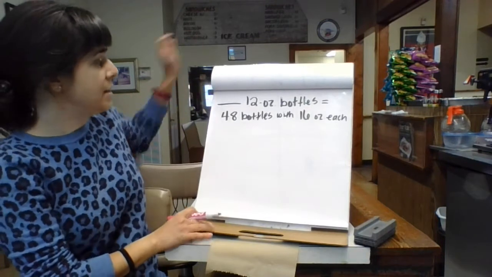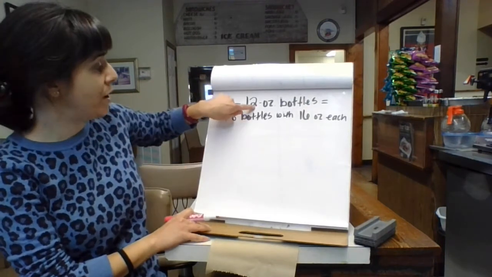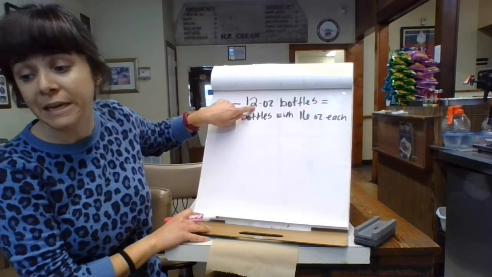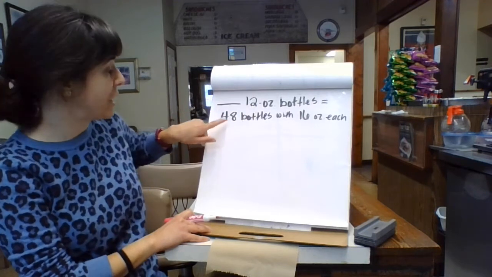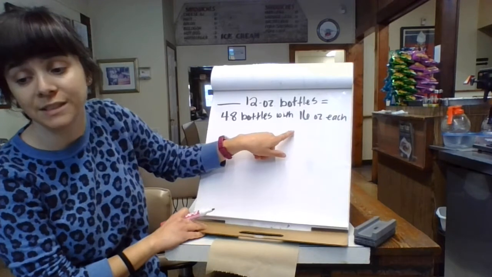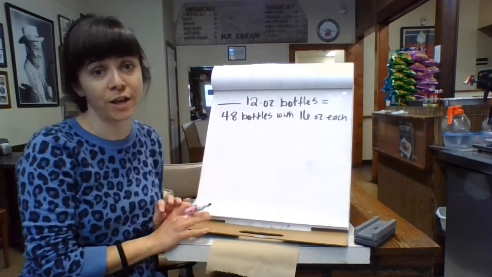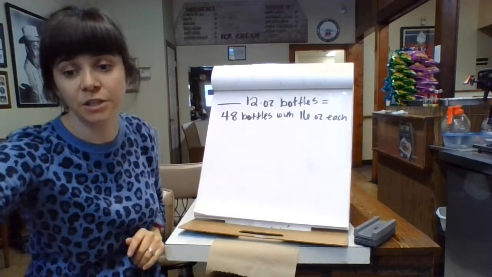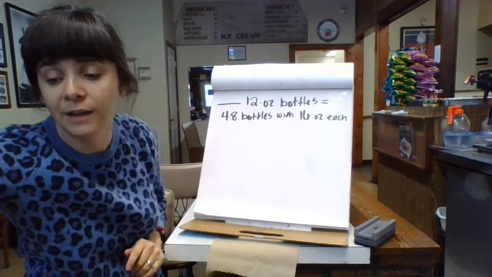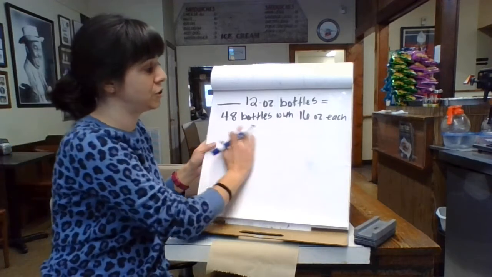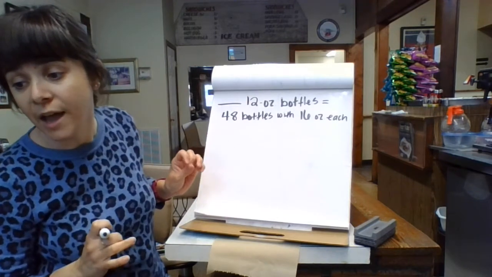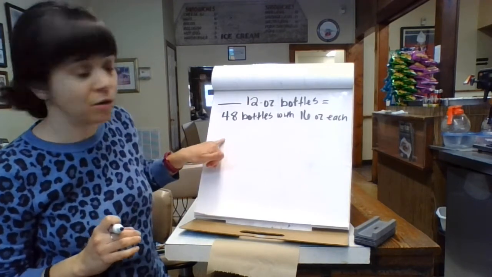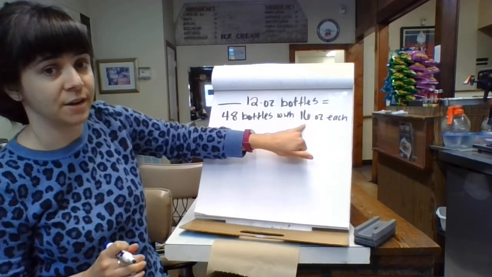Tuesday number 1 says, how many 12-ounce bottles would be needed to hold the same total amount of soda as 48 bottles that each hold 16 ounces? That's quite a wordy question, and it's a 2-step question. And first of all, I need to know how much soda this would be, okay, because it says the same amount as 48 bottles that each hold 16 ounces.